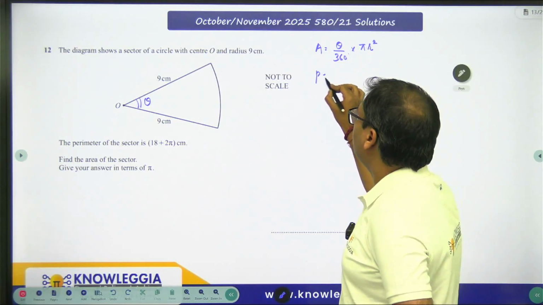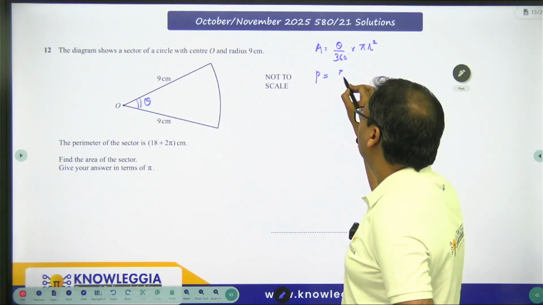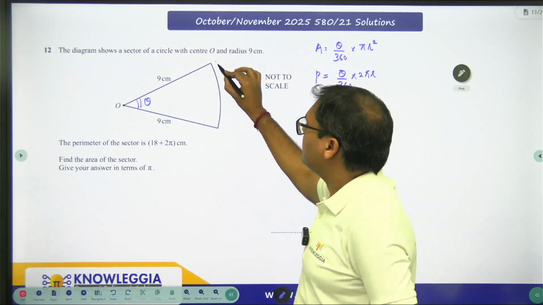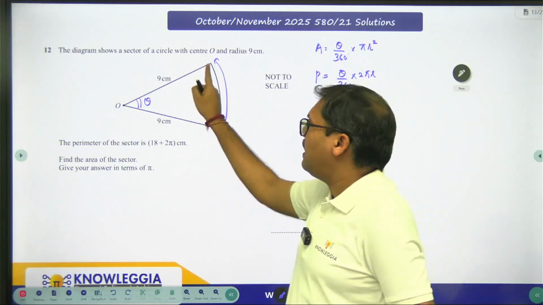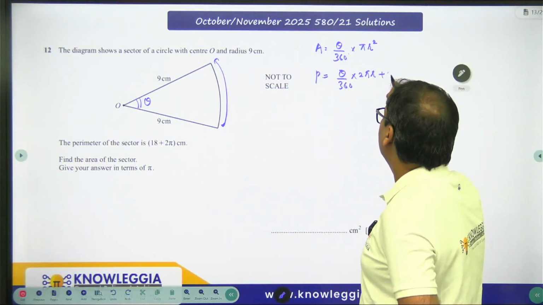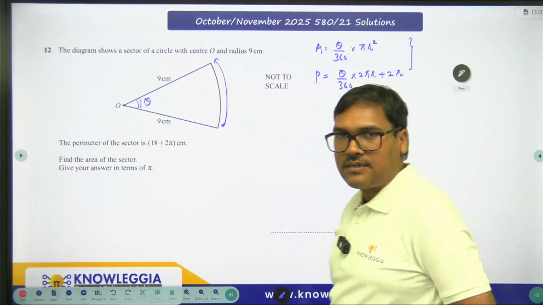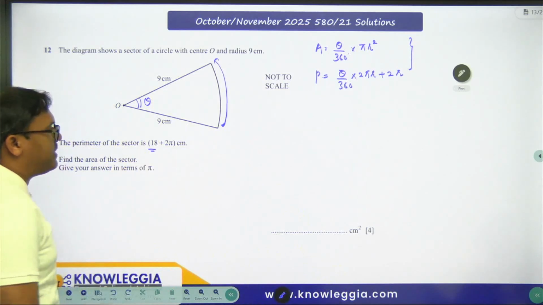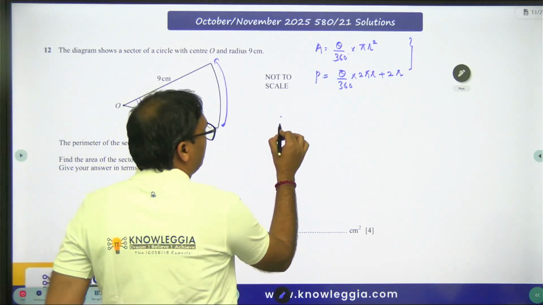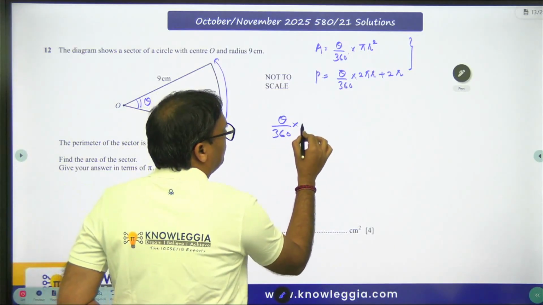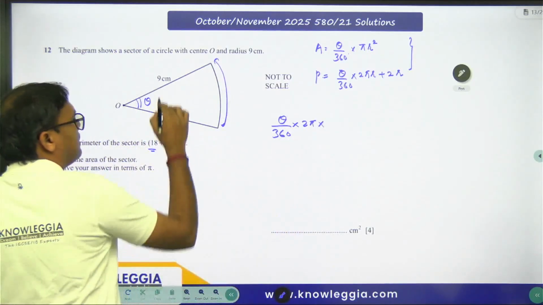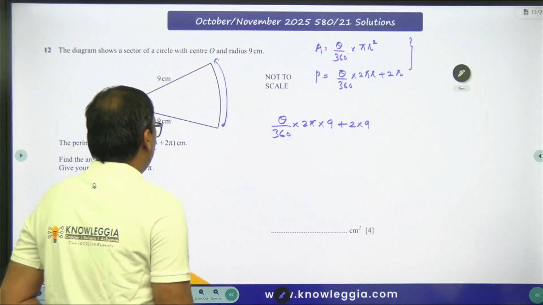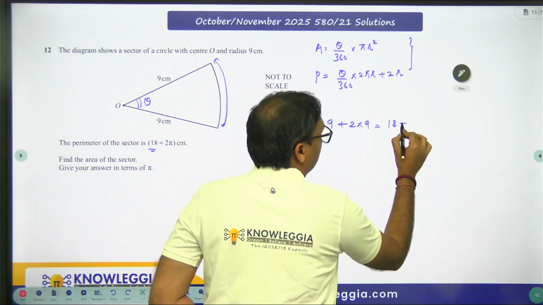And what is the perimeter of the sector? This is theta upon 360 into 2 pi r, that is this arc length, right? Plus r and plus r, that is 2r. So these are the formulae for sector area and sector perimeter. Now the question says the perimeter of this sector is this. Now what is the perimeter? This is theta upon 360 into 2 pi, what is r? r is 9, plus 2 into r. r is 9, and this is given as 18 plus 2 pi.